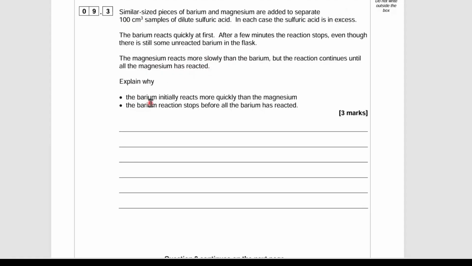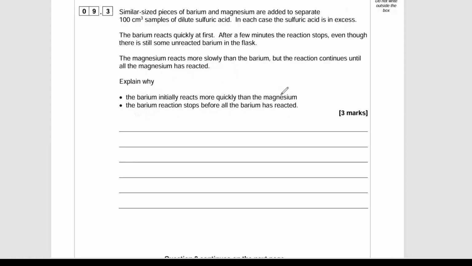Explain why. These are the 2 hints for this question for 3 marks. Explain why the barium initially reacts more quickly than magnesium. So why does barium react more quickly? And why does the barium reaction stop before all the barium has reacted? Why don't you press pause on the video, grab your pen, grab your paper, have a go. All right, I'll go through the explanation for you.